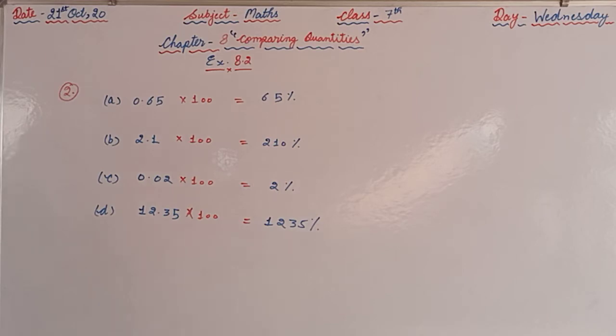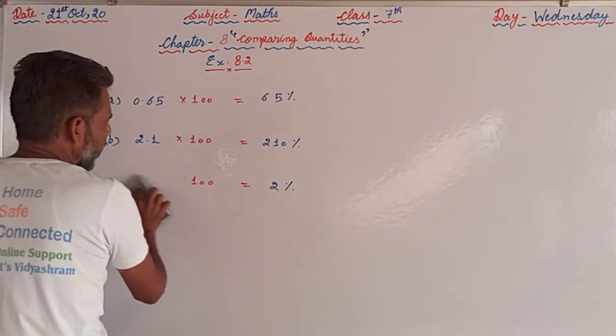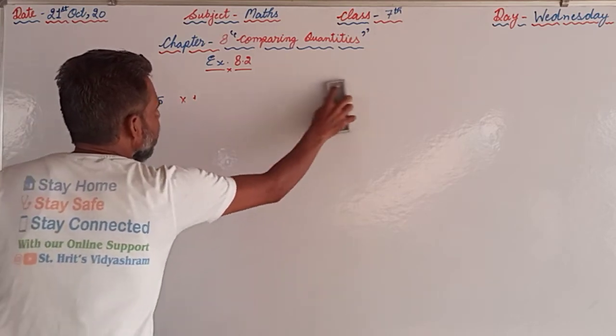So afterwards we are supposed to discuss question number 3, in which the diagram is given. First of all we are supposed to write the fraction represented by the diagram, and then afterwards we are supposed to convert that into percent.